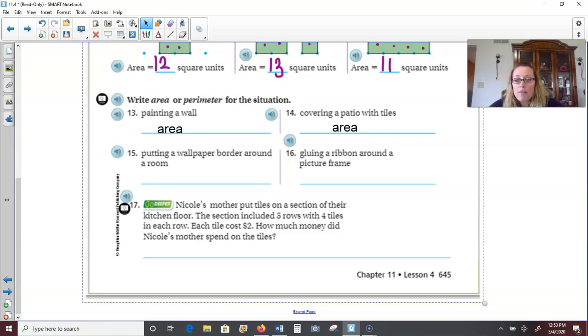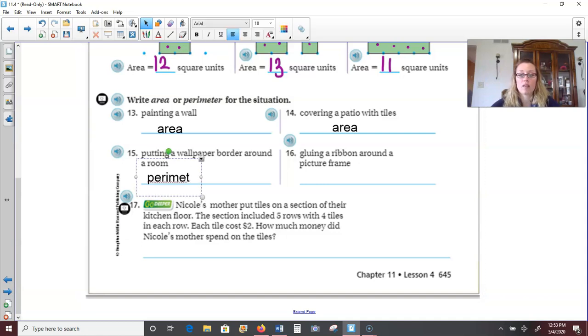All right, how about number 15? Putting a wallpaper border around a room. So let's say that Avery wants to put up a fancy border around her room. Maybe she wants it to be sparkly stars or something like that. Now, the key word here is it's going around her room. I know wallpaper can cover the walls, but it's a border. So Avery would need to calculate the perimeter of her room.